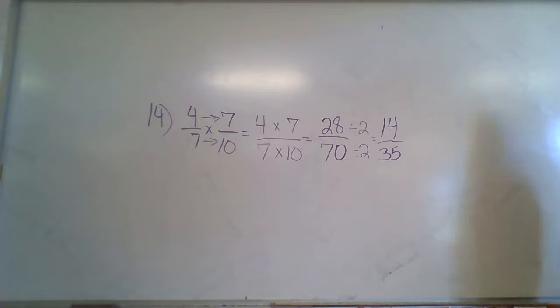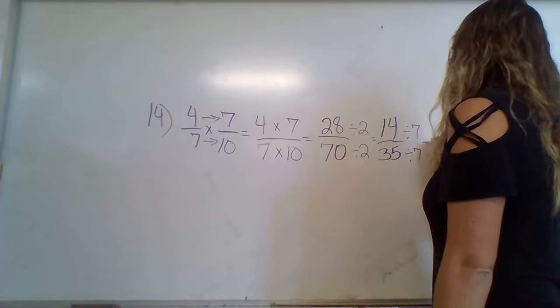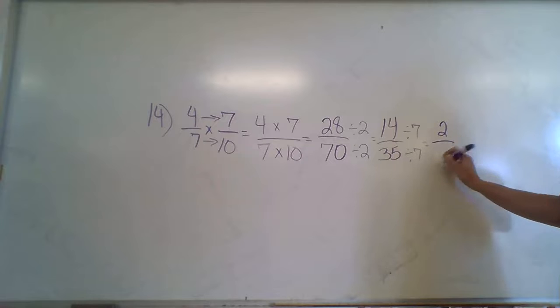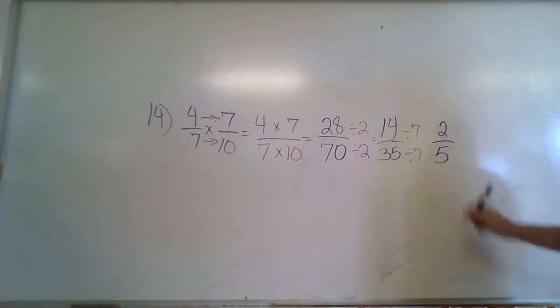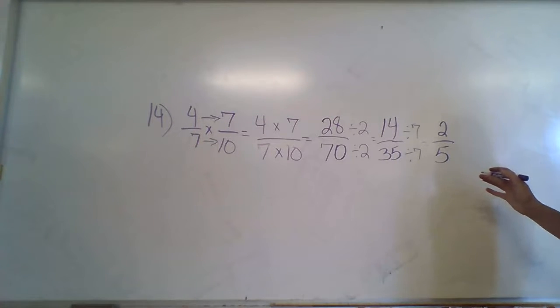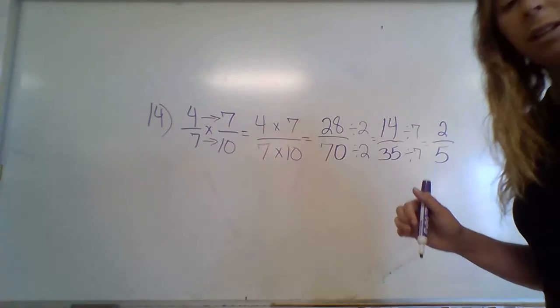What can we divide 14 and 35 by? Not 2, because 35 isn't even. You can divide them both by 7. So you get 14 divided by 7, which is 2, and 5. There you go. Now you're at your final answer. Okay, I think I'm going to leave you there. Have fun.